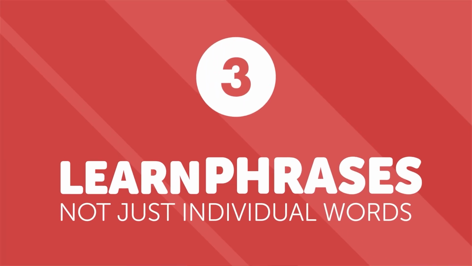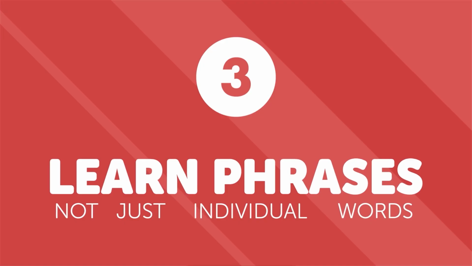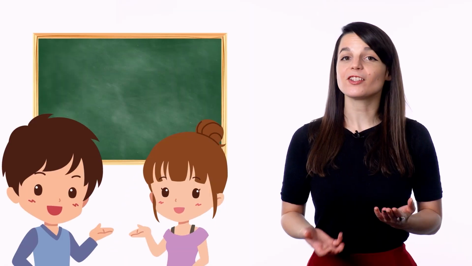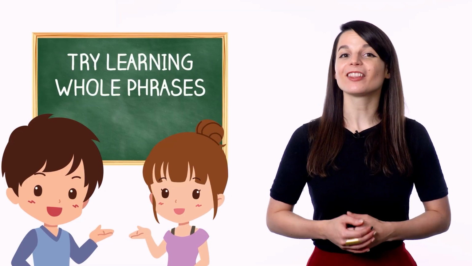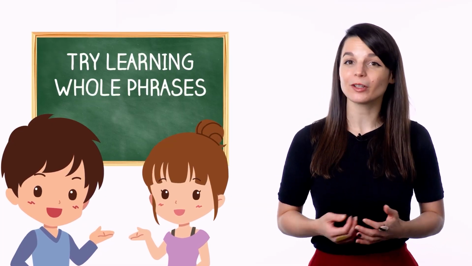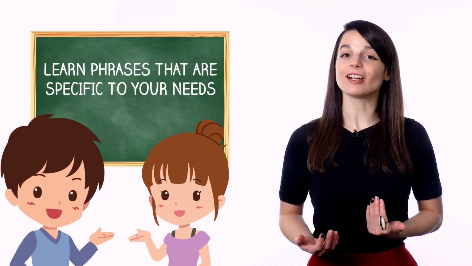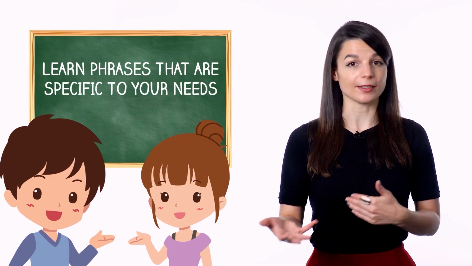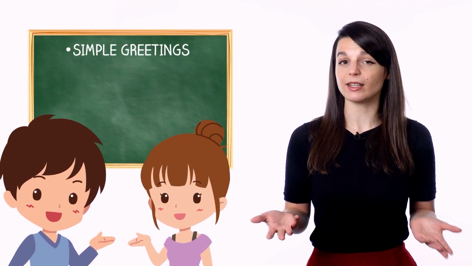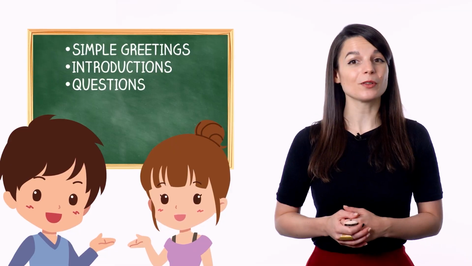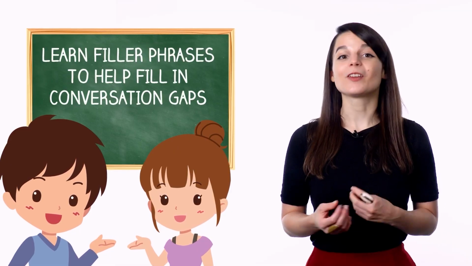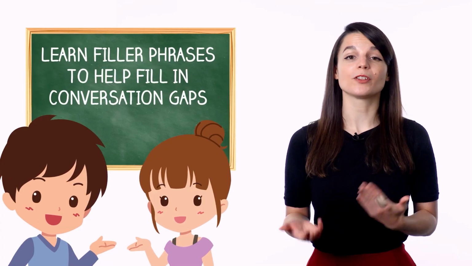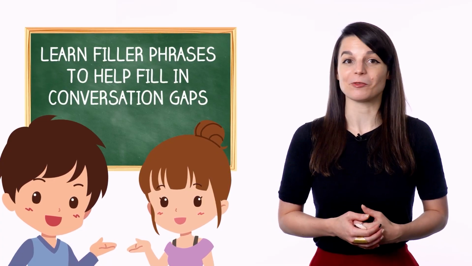Number 3, learn phrases, not just individual words. Learning grammar and individual words is great, but it's not the only approach you should take if you want to speak fluently. In addition to your regular grammar and vocabulary, try learning whole phrases, even if you aren't totally sure how they work grammatically. Learn phrases that are specific to your needs. It's a good idea to learn phrases that are grouped around a certain setting or subject, such as simple greetings or introductions, questions for getting to know someone, or traveling comfortably. You can even learn filler phrases, which you can use so that you have something to say when, well, you don't know what to say.